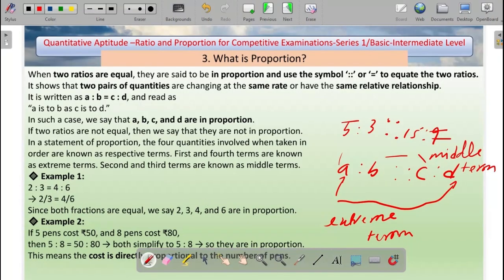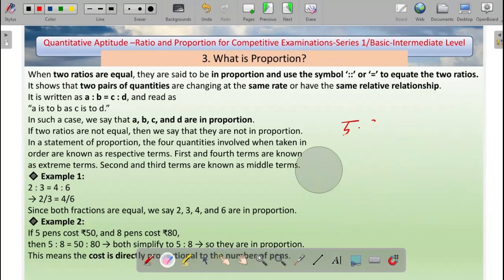Now 5 pens cost 50 rupees. Cost of 5 pens is 50 rupees. And 8 pens cost 80 rupees. So 5 is to 8 is equal to 50 is to 80. If simplified, both will be 5 is to 8. So they are called in proportion. This means that cost is directly proportional to the number of pens.